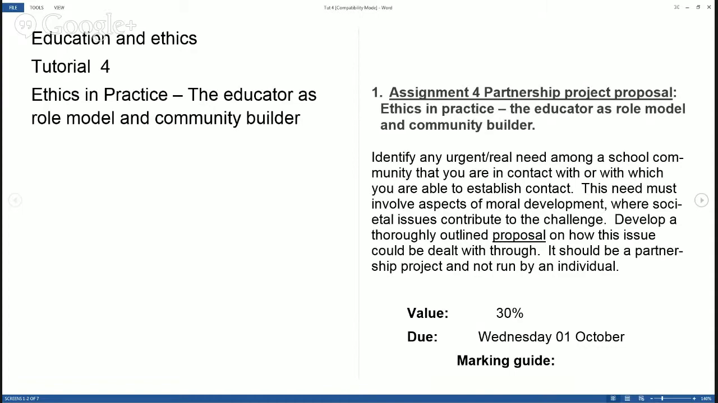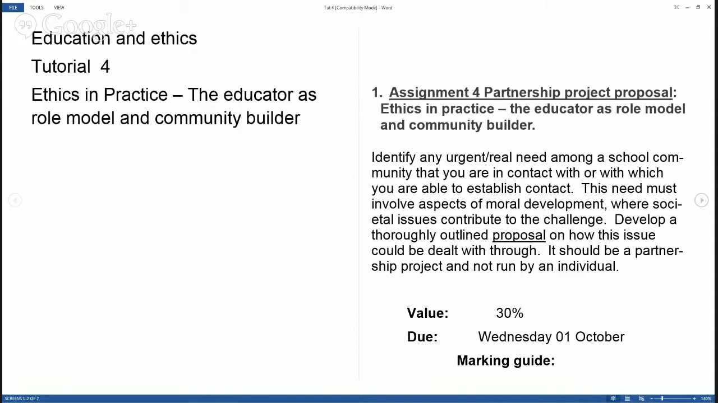So identify an urgent, real need among a school community that you're in contact with, or with which you're able to establish contact. So this can't be theoretical, you can't invent this, you actually have to go and find a real school, and hopefully this will be something that you might even be able to realize or pass on as a project to your church or a community that you're involved with.